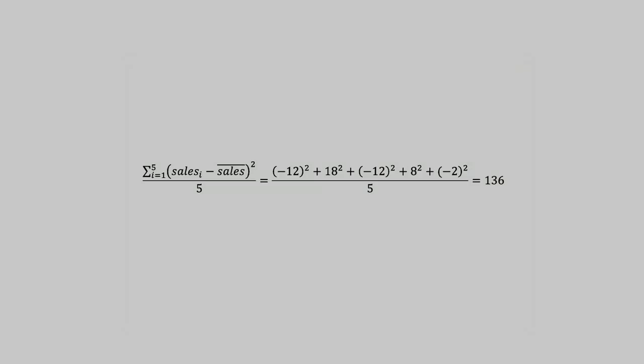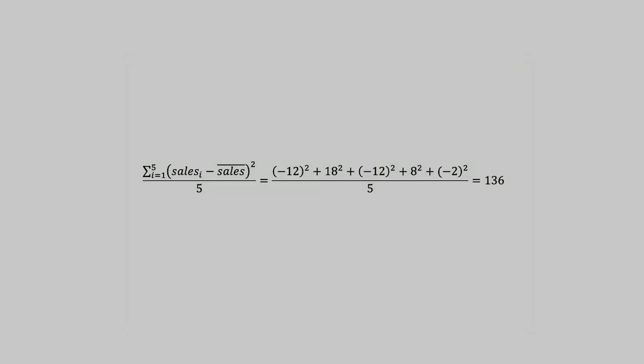How to calculate the variance? Well, you just calculate the deviations to the mean. So for example, in the first day of the week, you had sold 30 pairs of shoes, while the mean is 42, so the deviation is minus 12.